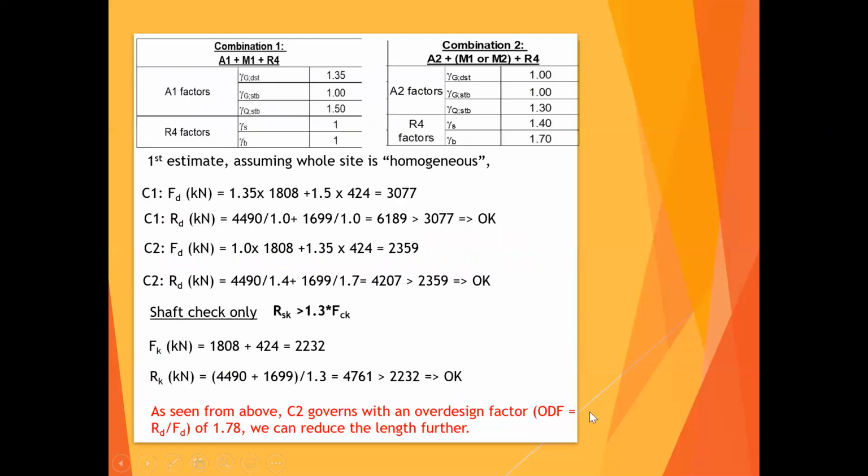Now, we calculate. For the first estimate, assuming the whole site is homogeneous, you calculate the action and you calculate the resistance. You notice that in all 3 conditions, C1, C2, and the shaft check only, they all pass. And you can see from above, C2 governs. Combi 2 governs with an over-design factor of 1.78. That means we have a buffer, we can actually reduce the length.